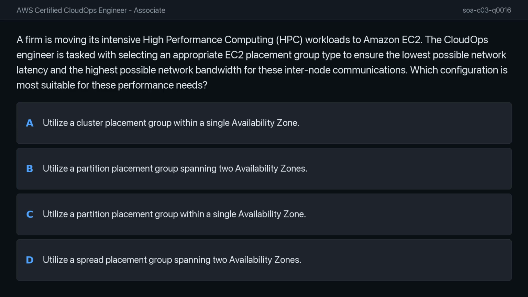Therefore, partition placement groups spanning 2 or 1 availability zones are automatically eliminated. Finally, a spread placement group spanning 2 availability zones would not fit this requirement. So, the correct answer here is option A.